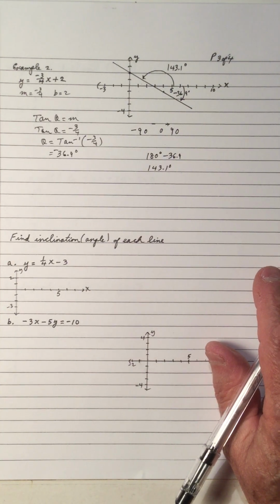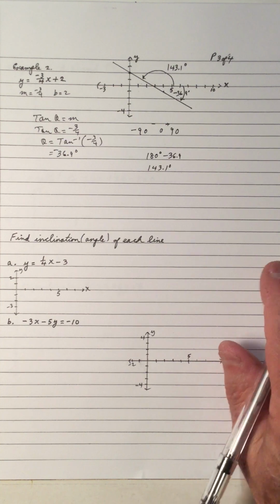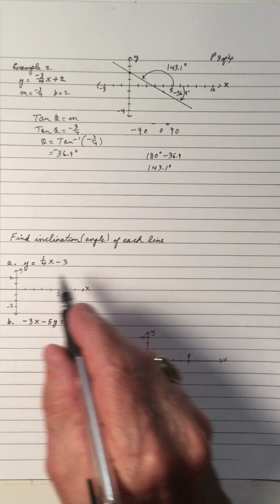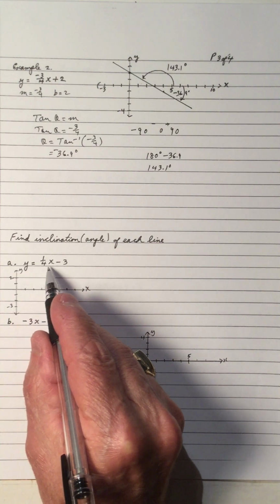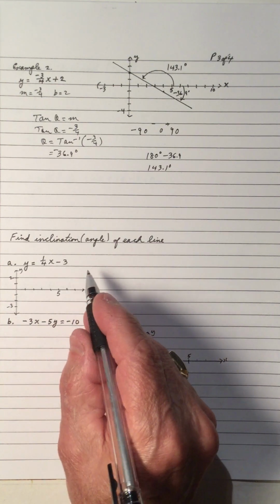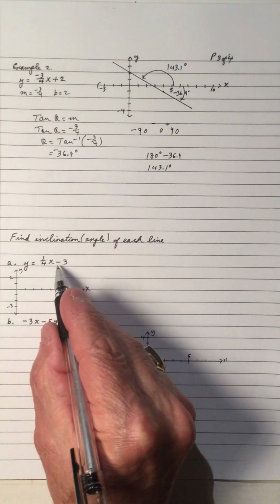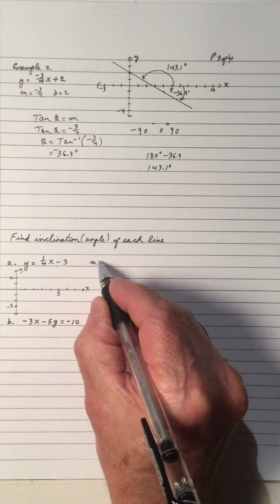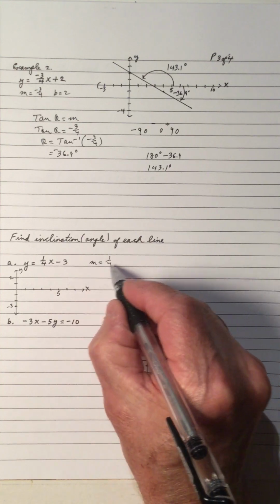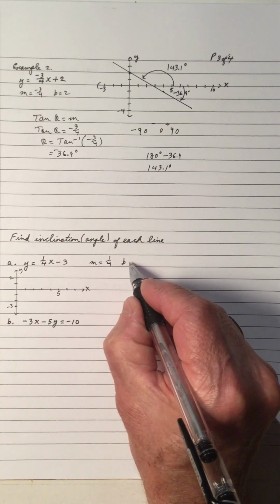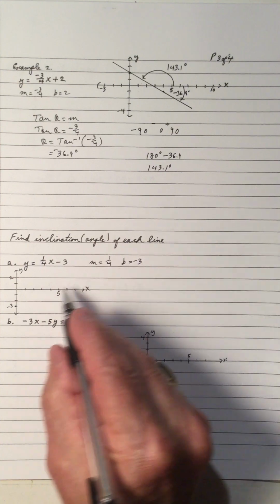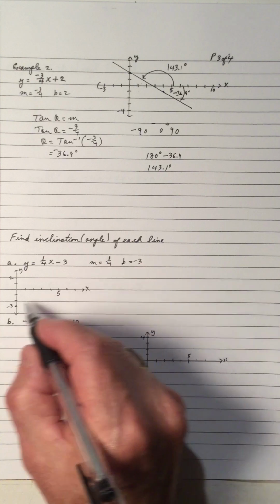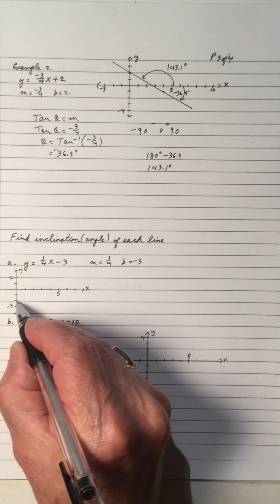Okay, let's do some more examples. Find the inclination of the line, or find the angle of inclination. A, y equals 1/4 x minus 3. So the y-intercept is negative 3, which is right here. The slope is 1/4, and b is negative 3. So the slope is 1/4, so we'll rise 1 and run 4.